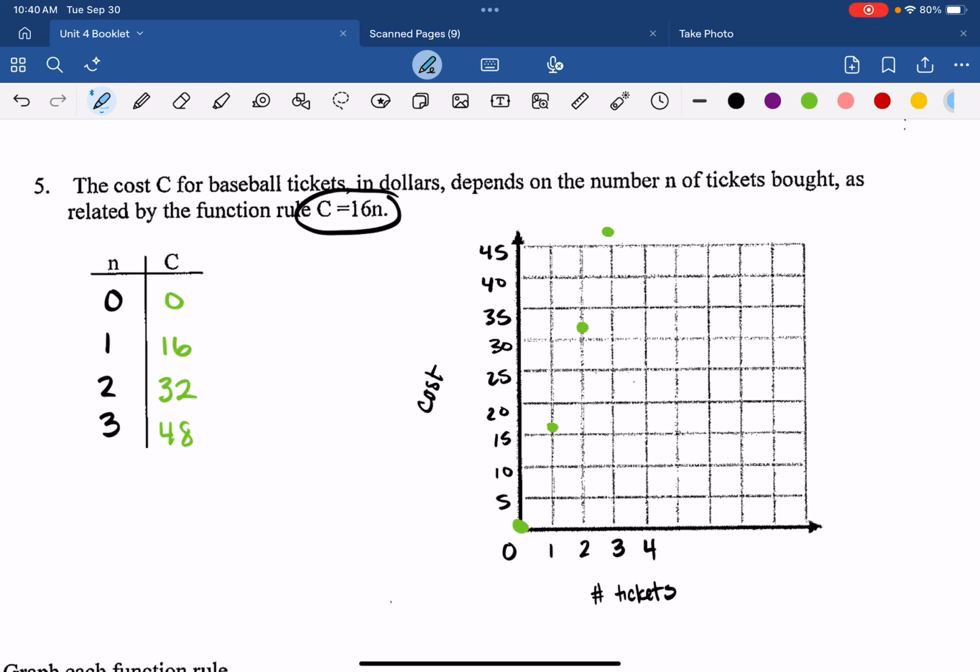Okay? And now think about our scenario. N is talking about tickets. So can you sell decimal tickets? No, we can't. So this would be an example of discrete, and I would not connect my dots. Okay?